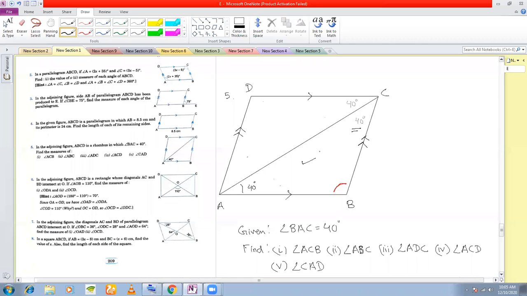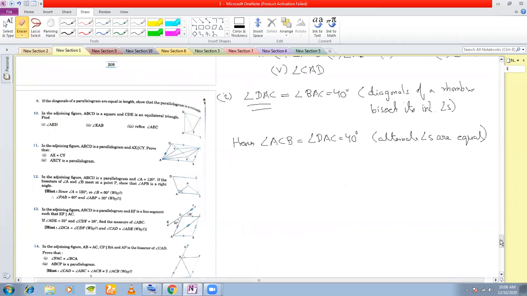So the sum of the interior angles of a triangle is 180 degrees. So 40 plus 40, and say if I take this angle as x, then 40 plus 40 plus x must be equal to 180. And therefore you can find out this angle. Let us proceed. We say let angle ABC equal x.